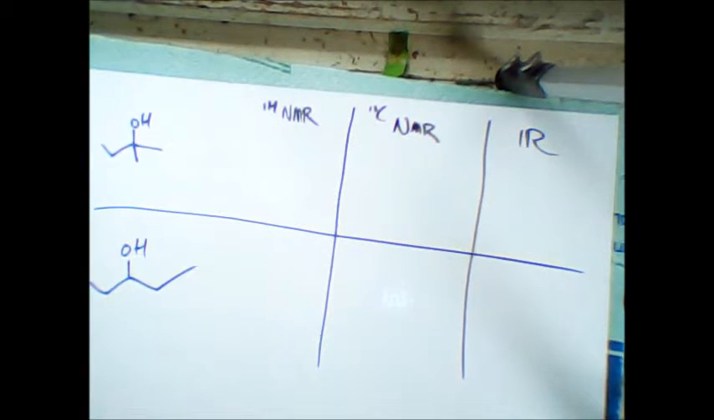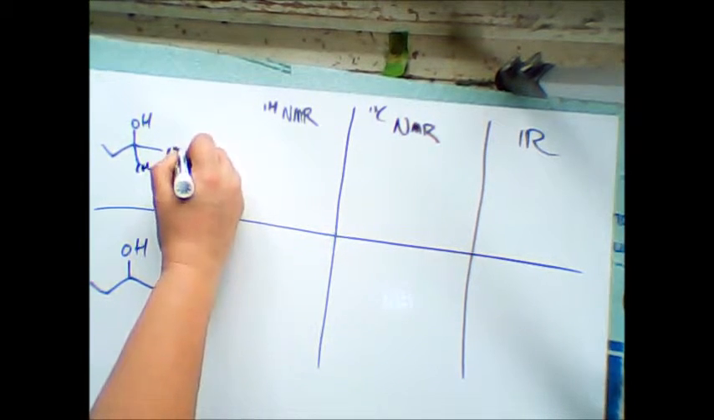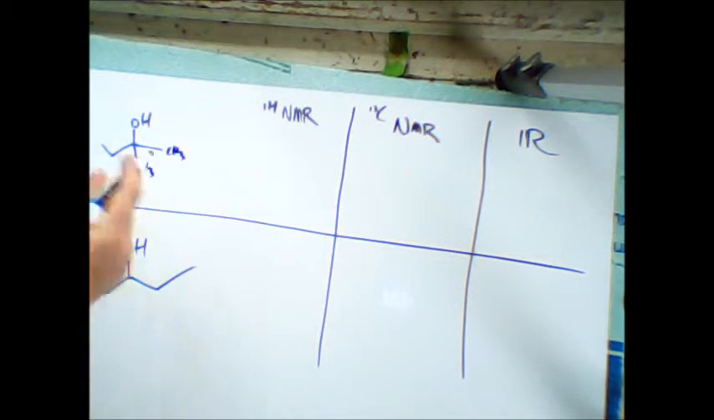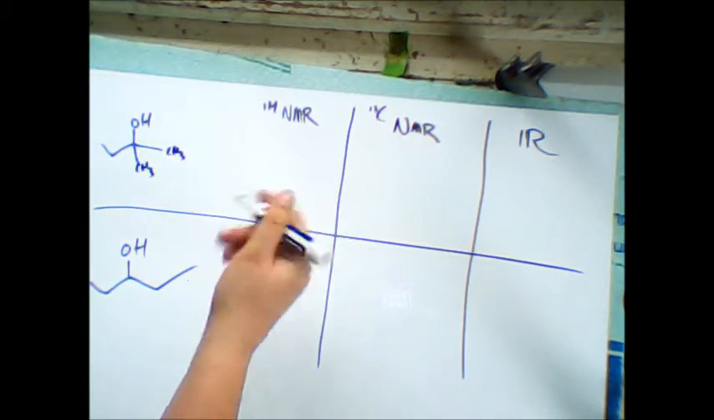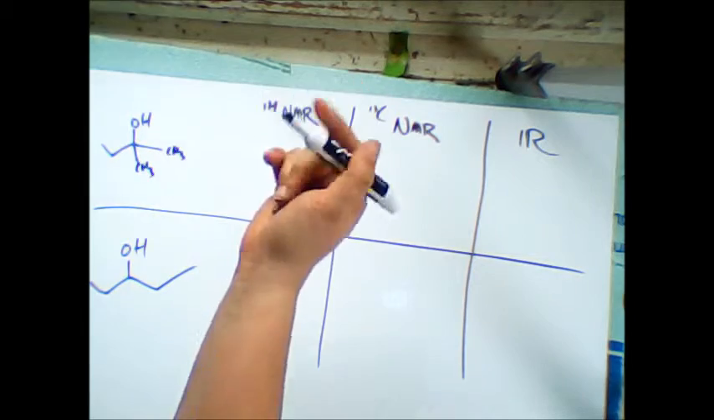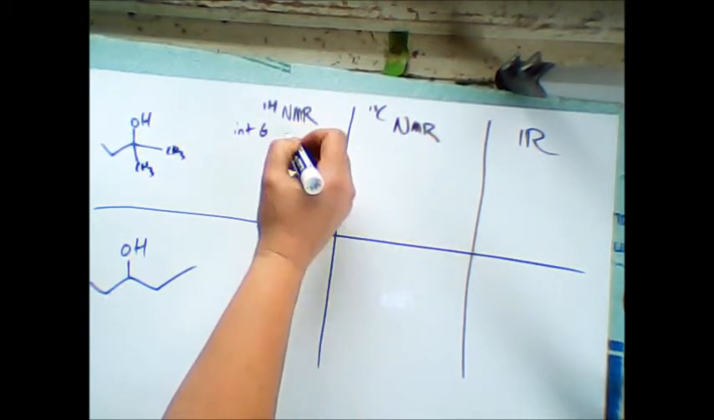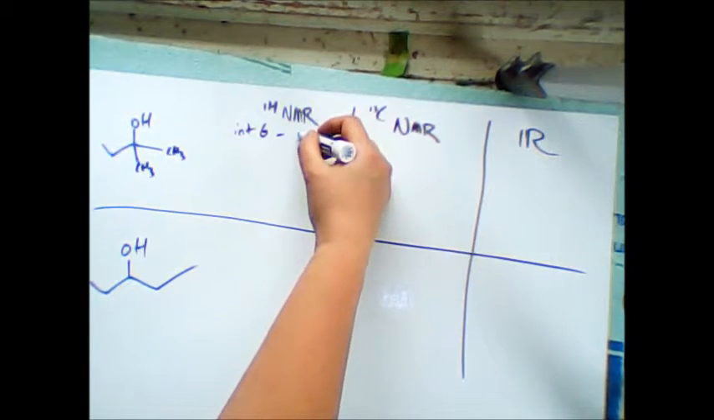So, this guy here, we've got a little bit of symmetry going on right here, where these two methyl groups are going to be the same thing. So, that's going to give us one signal that integrates to 6, and has a splitting of a singlet.